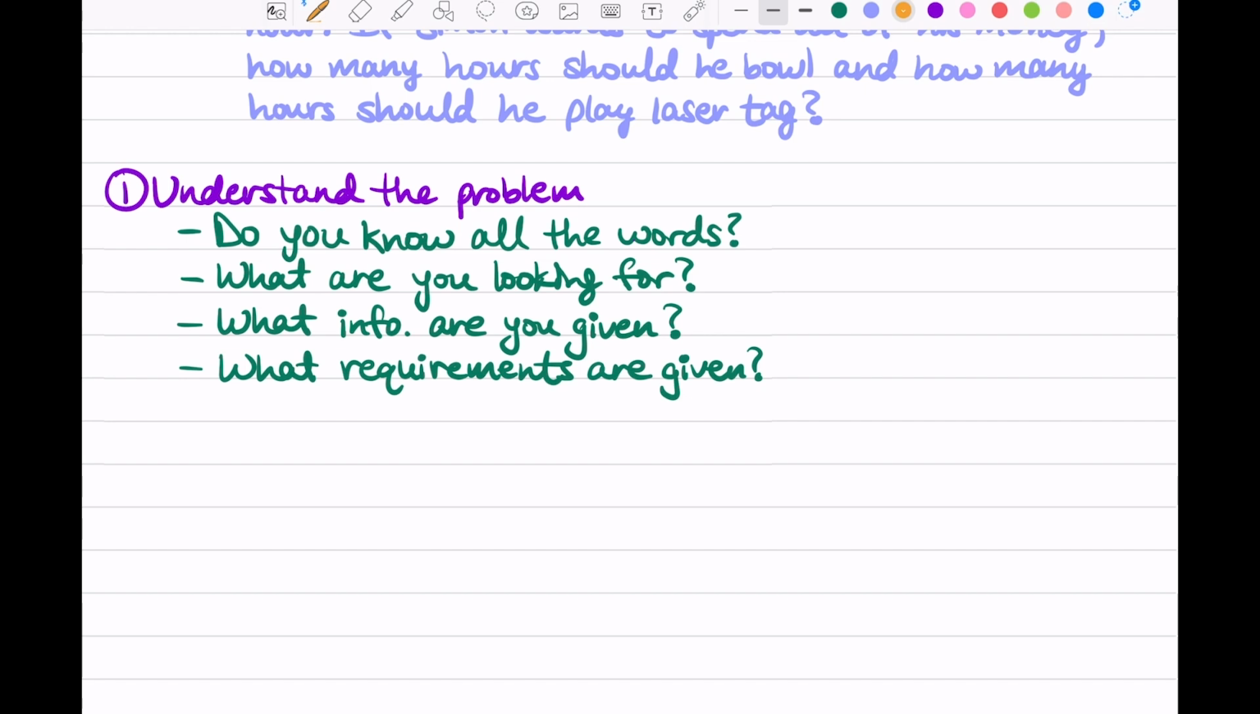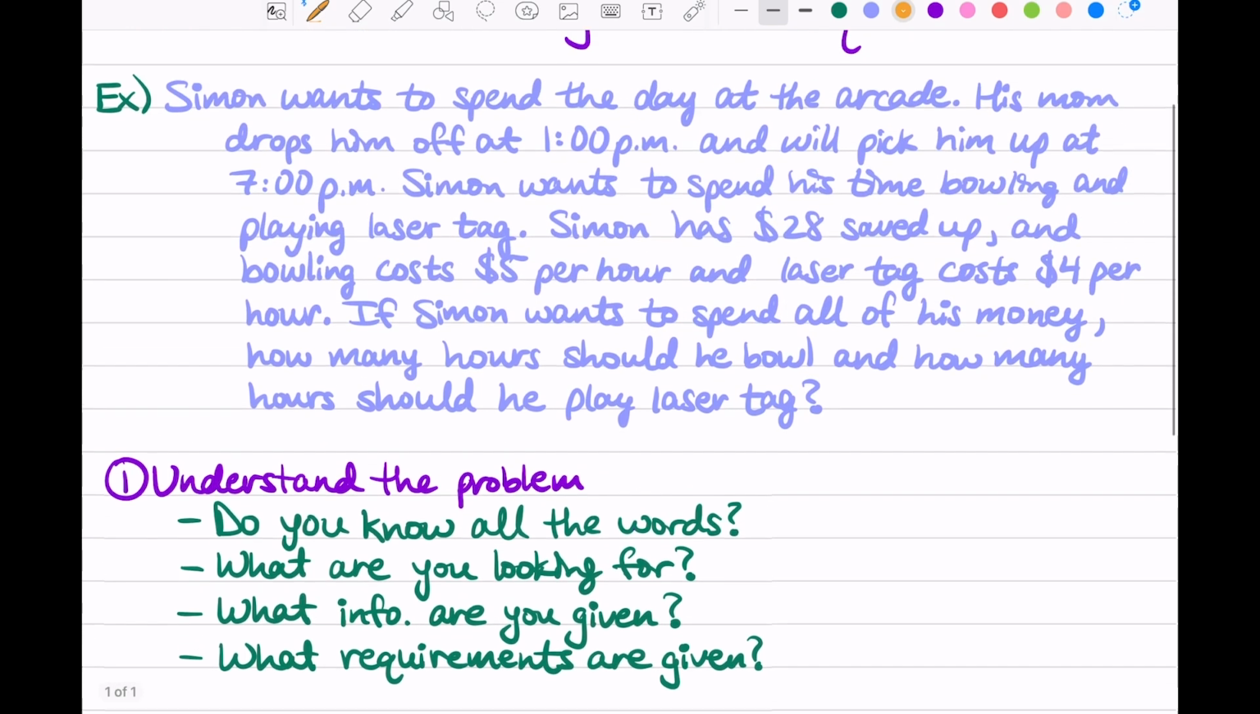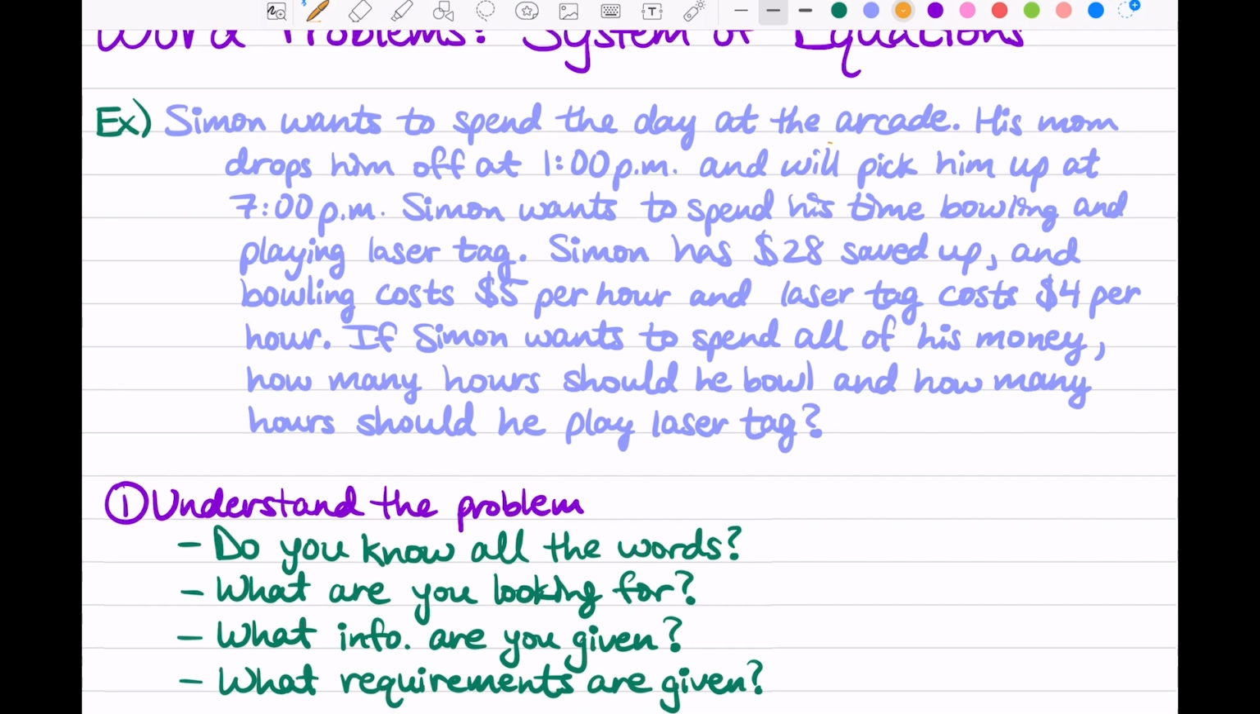The first question is, do you know all the words? Looking back at our problem, we're talking about an arcade. That's a place you can go to play games. And Simon wants to bowl and play laser tag. Let's say that you've never heard of bowling or laser tag, but you've probably heard the word play. So you know that Simon is playing some game. And he's playing 2 games, one game called bowling and the other called laser tag. Other than that, we're looking at costs, so the price of playing bowling and the price of laser tag. So it seems like we have a good understanding of the words here. Let's go ahead and check that off.